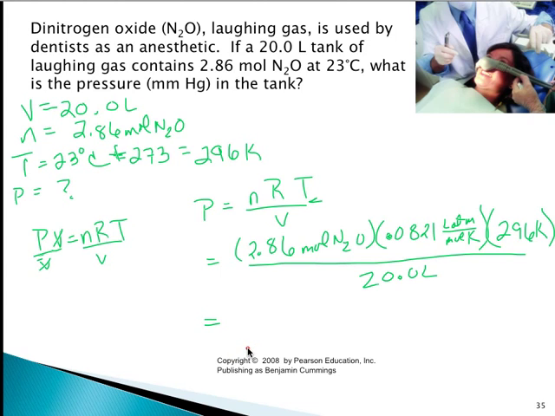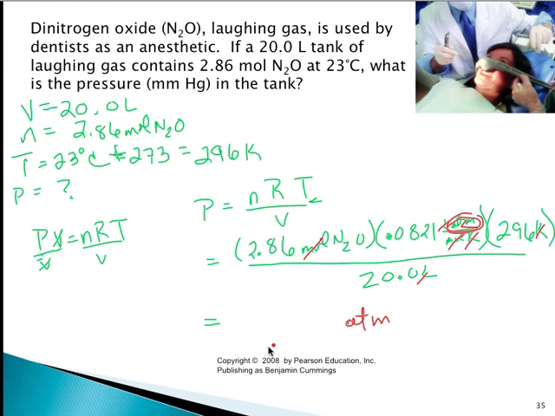Now the first thing I want to do is make sure that I set this up right. So I'm going to look at how things cancel. Moles in the numerator, moles in the denominator, those cancel. Liters and liters cancel. Kelvins cancel though. Atmospheres don't cancel, so my answer must have atmospheres. Hey, I was looking for pressure.